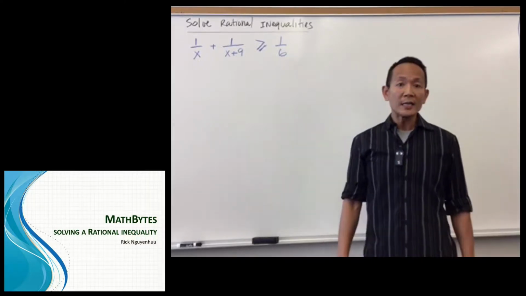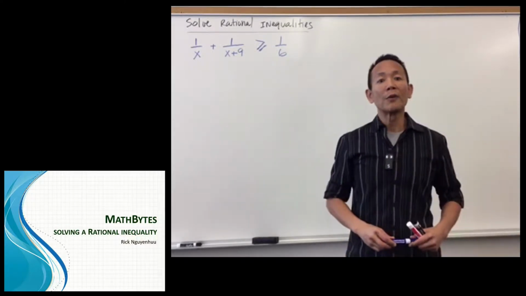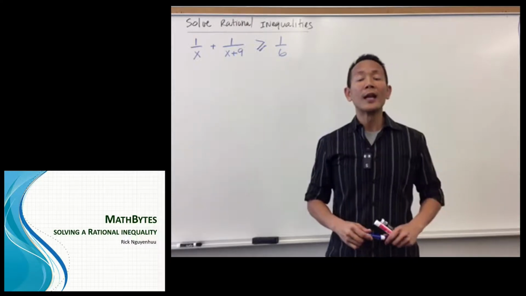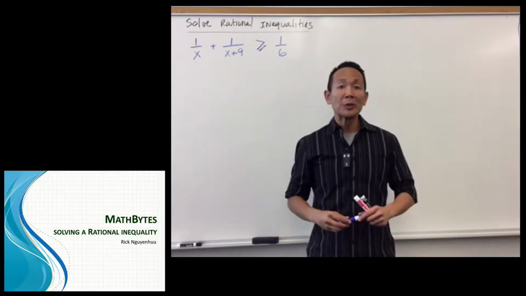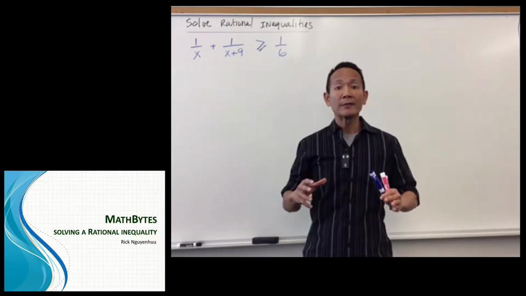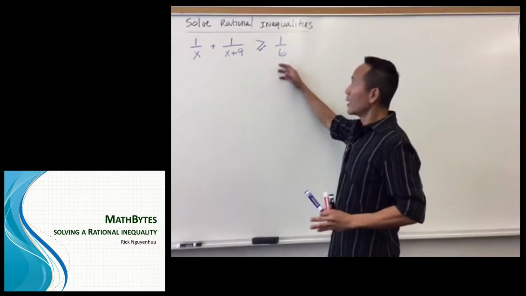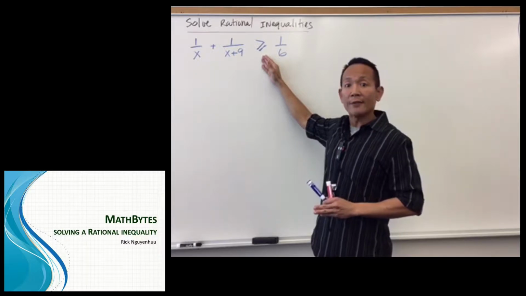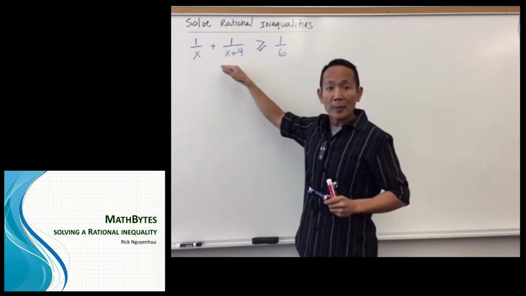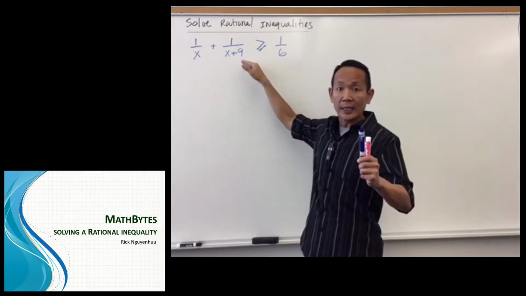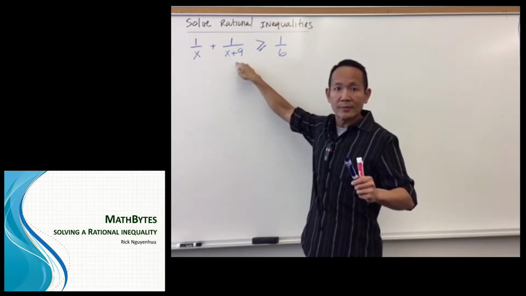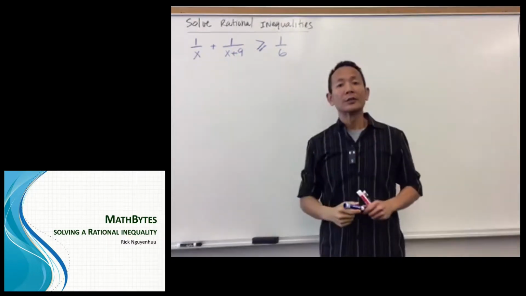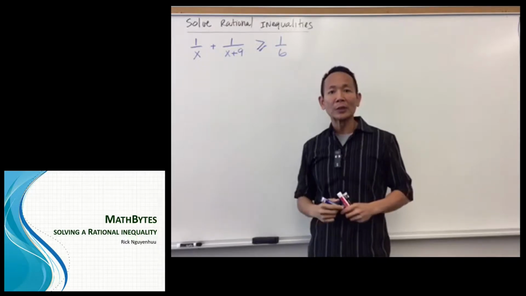Hi, today I will show you how to solve a rational inequality. A rational inequality is the kind of problem you have here. You have the inequality sign in the problem, and you also have a variable in the denominator. That is the key phrase: variable in the denominator. So the whole thing is called a rational inequality.